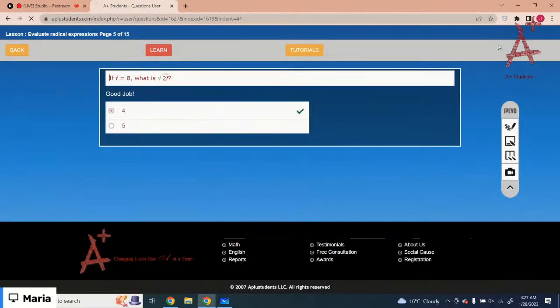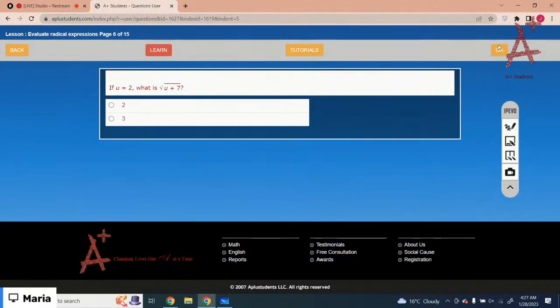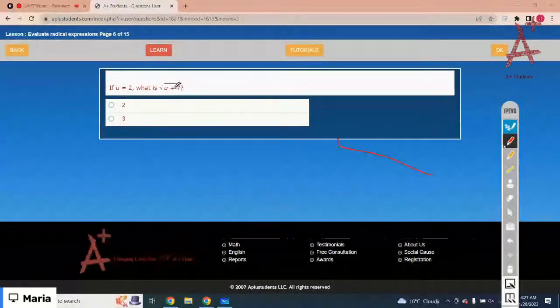Okay, the next one is if u equals 7, what is the value of square root u plus 2? So just replace the u with the value. It would be 2 plus 7. So 2 plus 7 is square root 9.